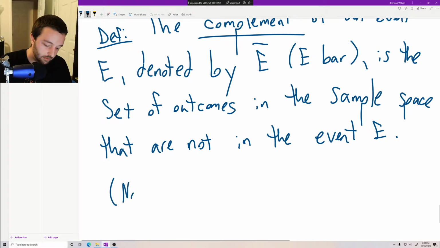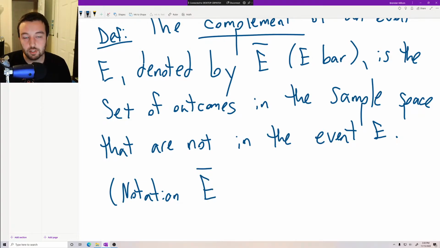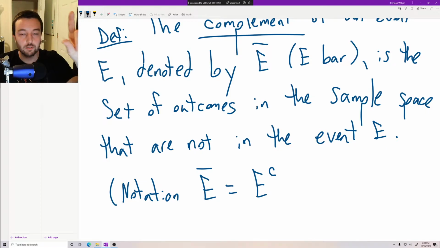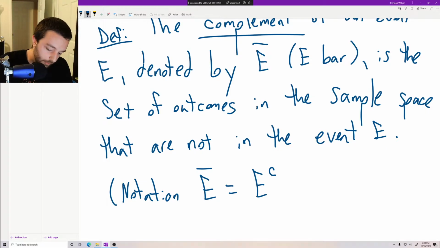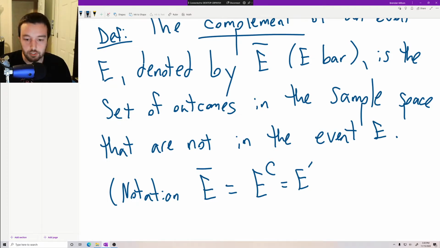Now, just some notation here. The book uses E bar, but there's some other notation that's pretty common for this. This is the same thing as E with a superscript C. It's usually a capital C, but sometimes it's a lowercase c also. The C is for complement, so this is E complement. You'll often see this used. I'll stick with E bar since that's what the book uses, but most things I've seen will use E complement. And sometimes you might also see E prime, which is E with a little dash as a superscript.